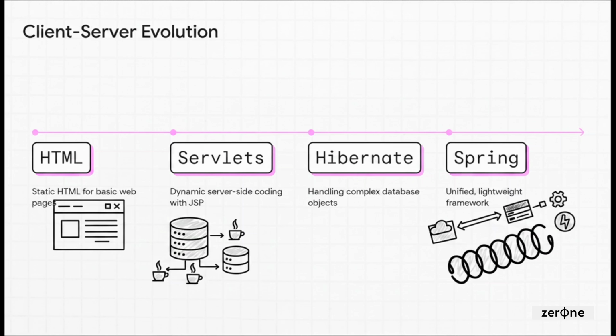It was incredibly tedious. Enter Hibernate and Enterprise Java Beans. Hibernate was a huge step forward because it mapped database tables directly to Java objects, removing those messy SQL dependencies. But configuring them, still ridiculously complex. Finally, the Spring Framework came onto the scene. It was a game changer. It's essentially the ultimate framework of frameworks. A unified, lightweight solution that takes all those earlier technologies and bundles them into one robust, manageable package.